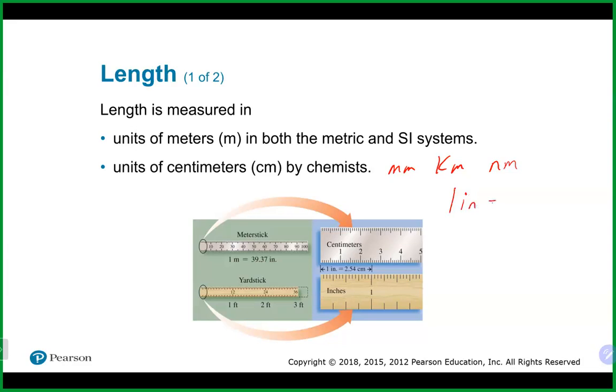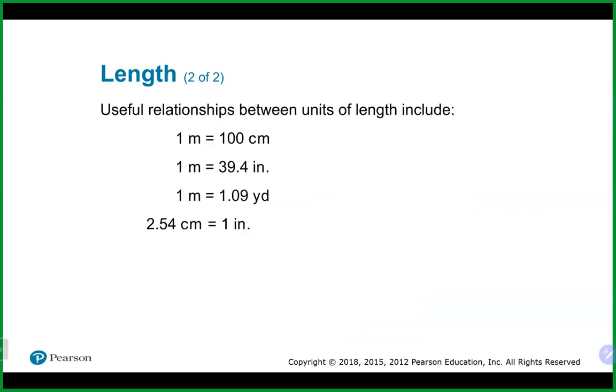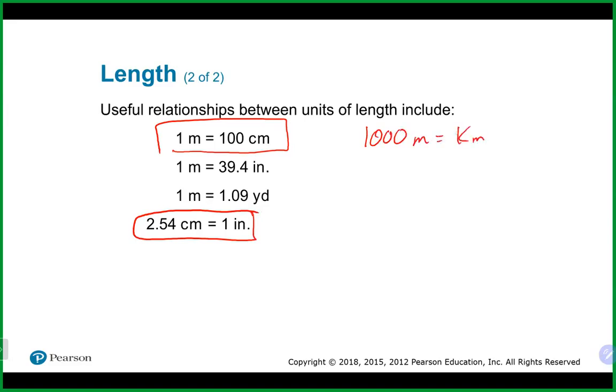1 inch is exactly 2.54 centimeters. If you look at a ruler that has inches on top and centimeters on the bottom, 1 inch will be that 2.54 centimeters if you draw a line down on it. And this relationship is used a lot. In 1 meter, there are 100 centimeters. This one does pop up. And the other one that pops up is that there are 1,000 meters in a kilometer. That's another one that pops up a lot along the way.